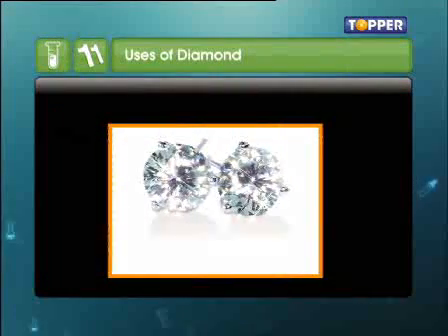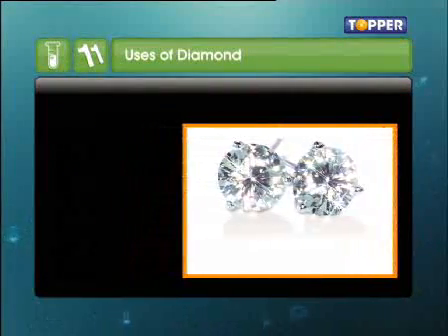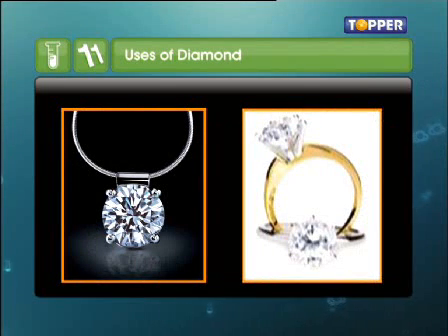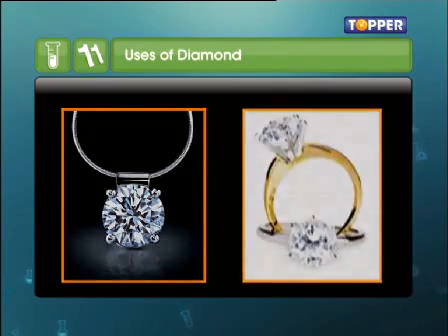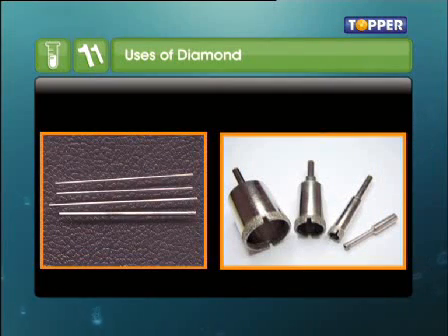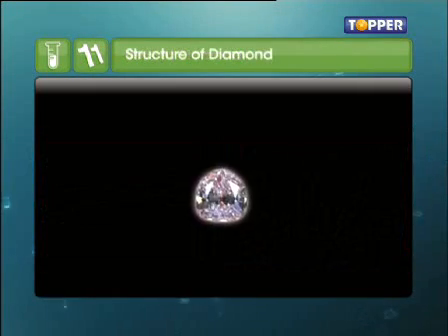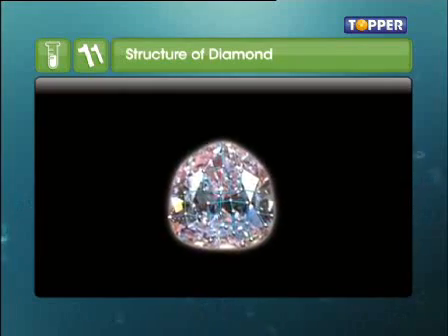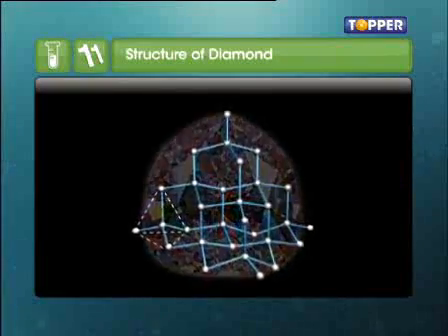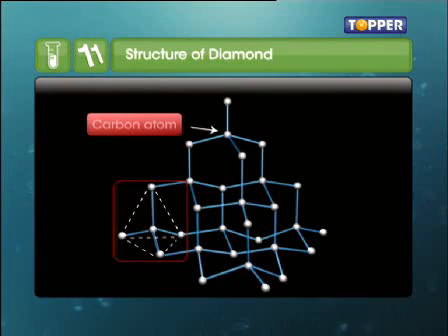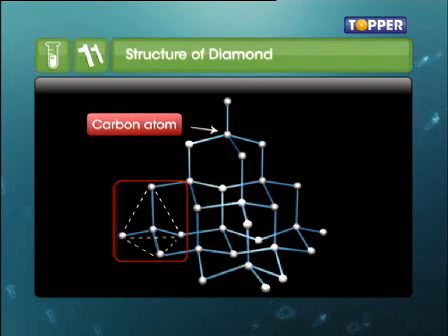Diamonds are used as precious decorative stones in jewelry because of their unusual brilliant shine. They are also used in tools for cutting glass and rock cutting drills because of their hardness. In diamond, each carbon atom undergoes sp3 hybridization and forms covalent bonds with 4 other carbon atoms at the corners of a tetrahedron.